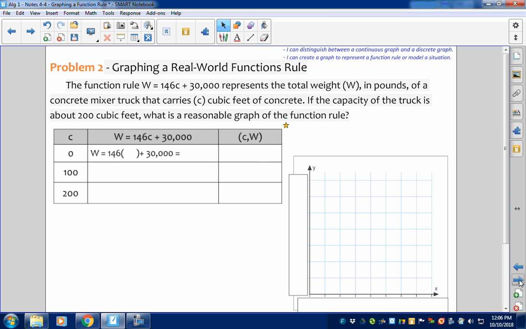W equals 146 times 0 plus 30,000, which just equals 30,000. And then the next one would be W equals 146, and then in parentheses this time I'm going to put 100 plus 30,000, which is 44,600. Yeah.